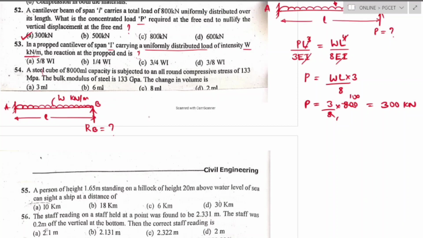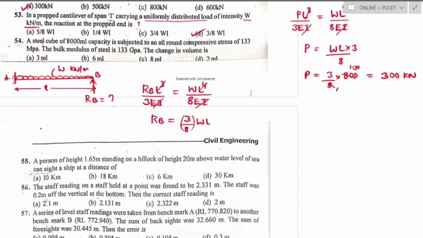Upward deflection due to the reaction, RB L cube by 3 EI, is equal to W L to the power of 4 by 8 EI. This is the downward deflection due to UDL. EI will be cancelled. L cube will be cancelled. Therefore, RB is equal to 3 by 8 WL. Option D will be the right answer, 3 by 8 WL.